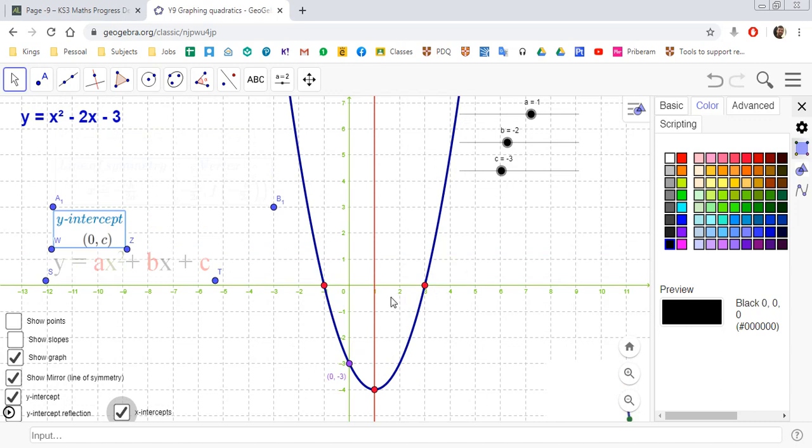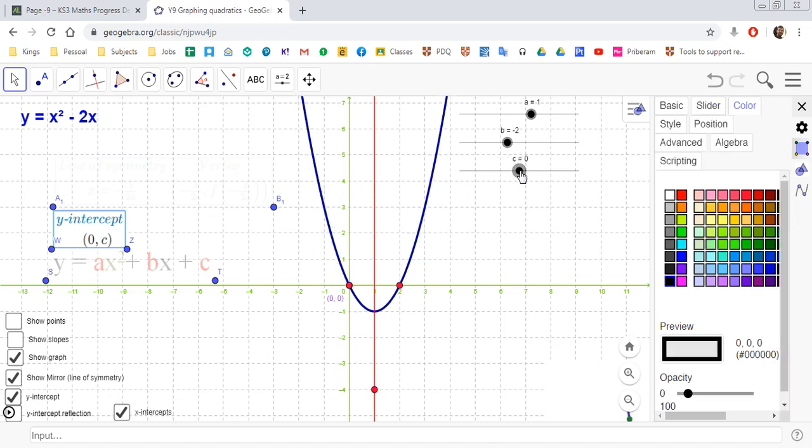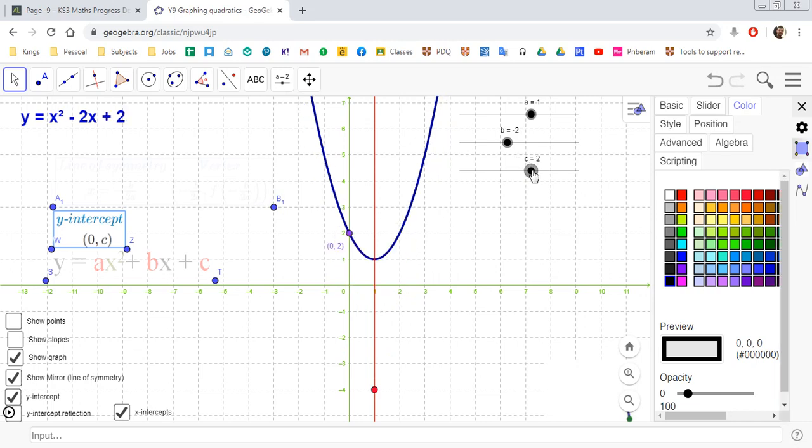Just before the next topic, I want to tell you that this sometimes is not going to happen, okay? Not always does the parabola cross the x-axis. Let me show you why. I'm going to increase the value of c here, okay? What is happening here?